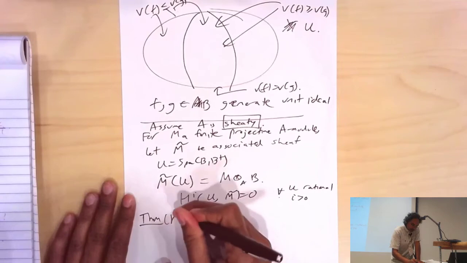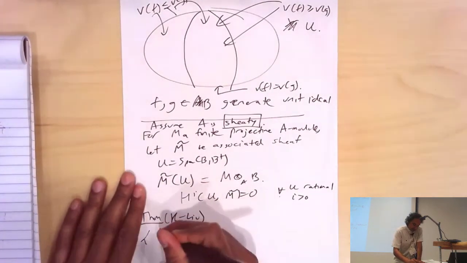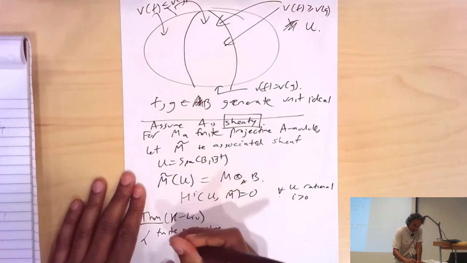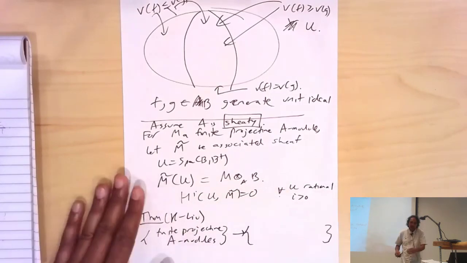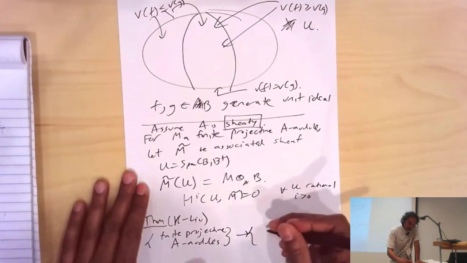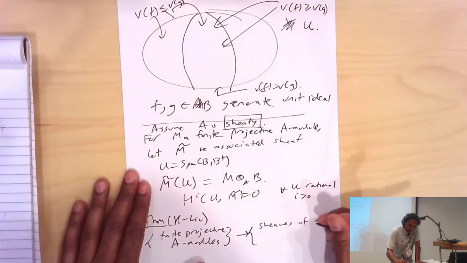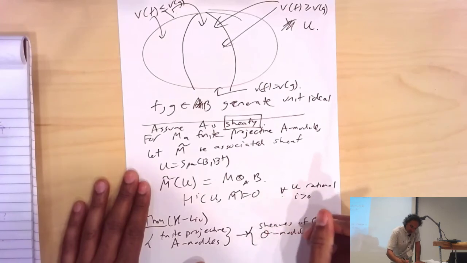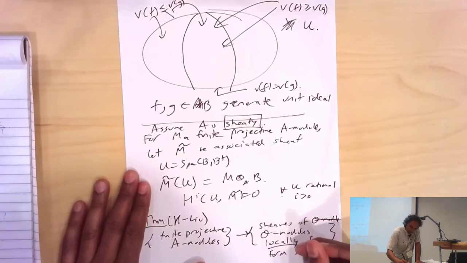So then, which one I can show that if you take the category of finite projective A modules, and you form these sheaves, of course, they can be thought of as sheaves of O modules, which are locally of the form M tilde.